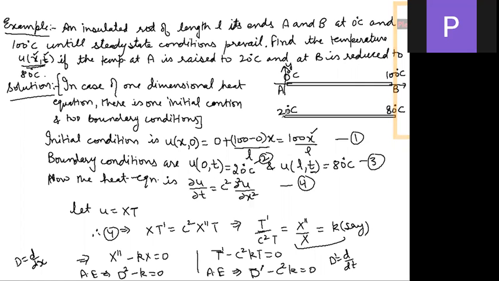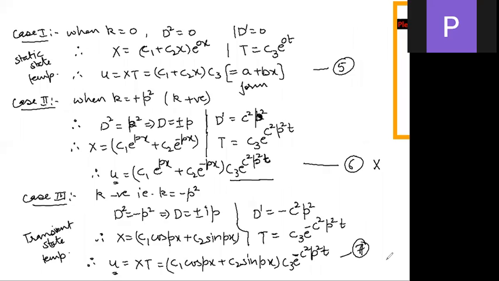But after some time, when the temperature of the rod will be uniformly distributed from 20 degree to 80 degree, then it will be fixed. It will be now static state temperature, that it will not again depend upon time. Okay, so we want to find this temperature also.